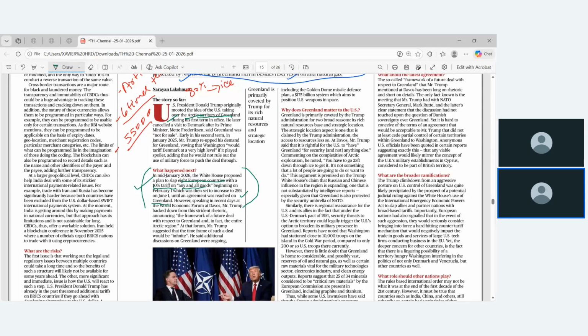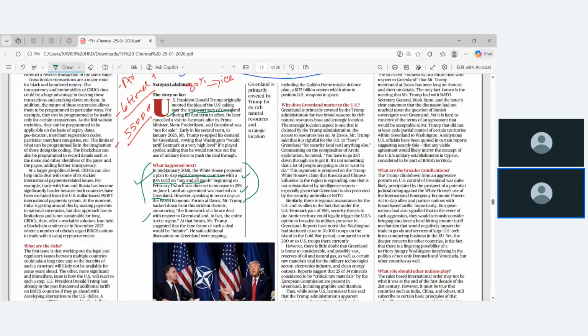For those countries, the US is increasing the tariff level from 10% to 28%. And the framework of what he was telling, annexing Greenland or being more concerned about Greenland, is for the framework of a future deal with respect to Greenland and in fact the entire Arctic region.